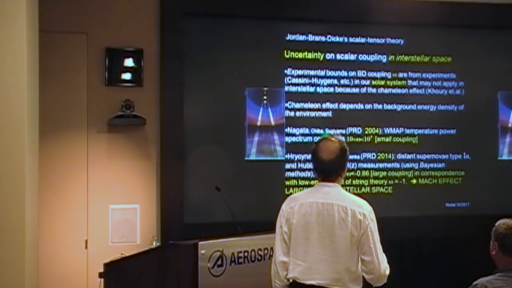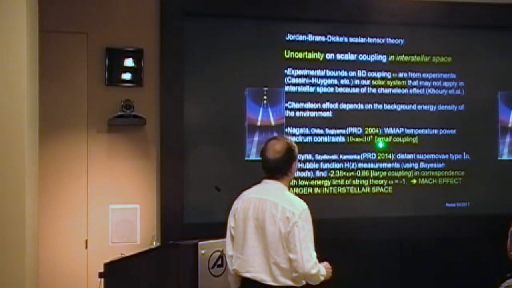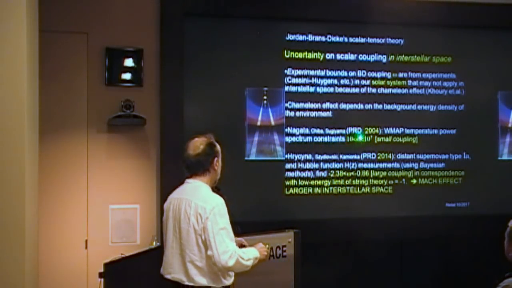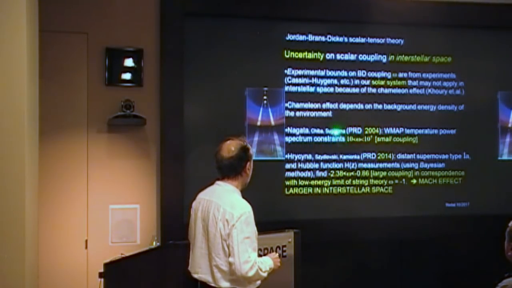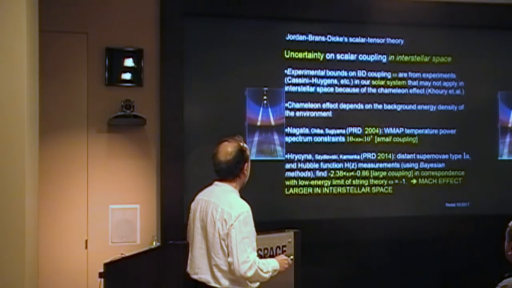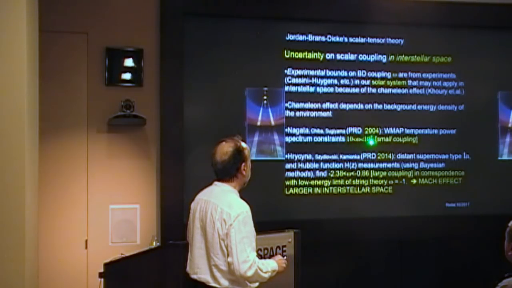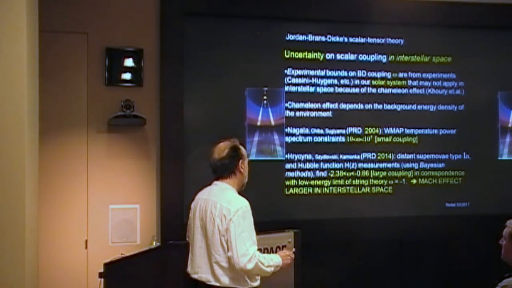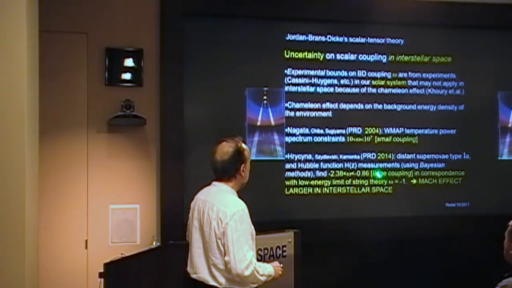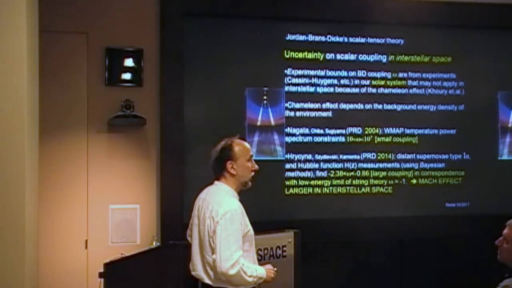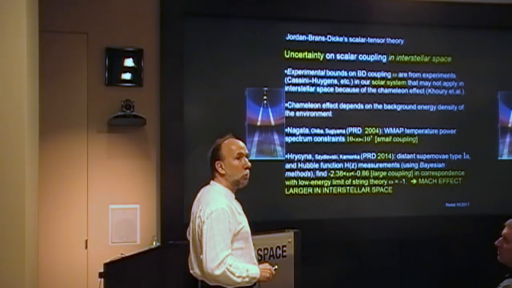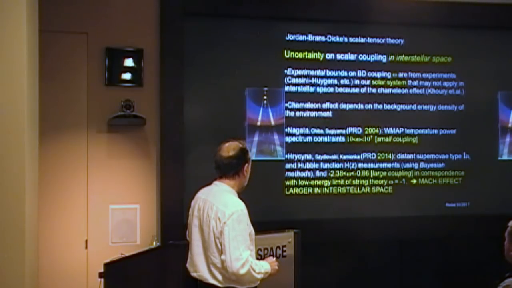Well, what does the literature show? There are mainly two main papers that appear in PRD. One, in 2004, was not very hopeful. Nagata and company, using WMAP temperature power spectrum constraints, have omega going between 10 and 10 to the 7, quite a range. And this number here, 10 to the 7, is huge. So that didn't look very hopeful at all.